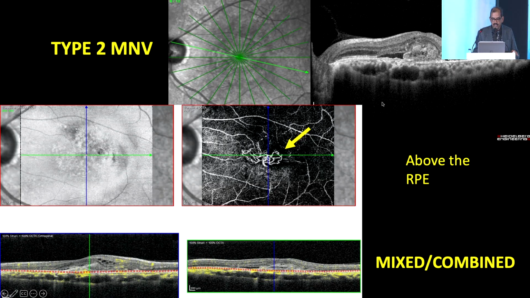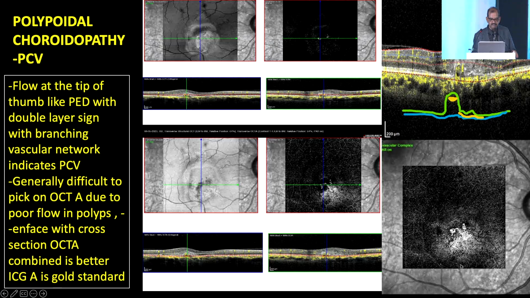In type 2 macular neovascularization, the neovascularization is present above the RPE, and this can be mixed or combined also.